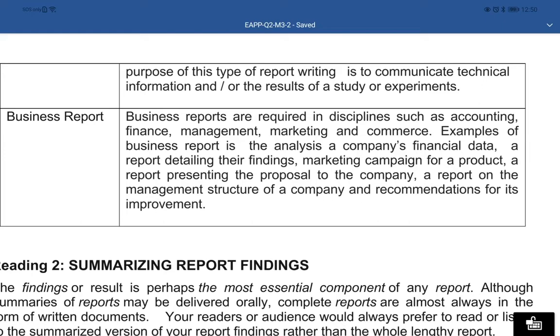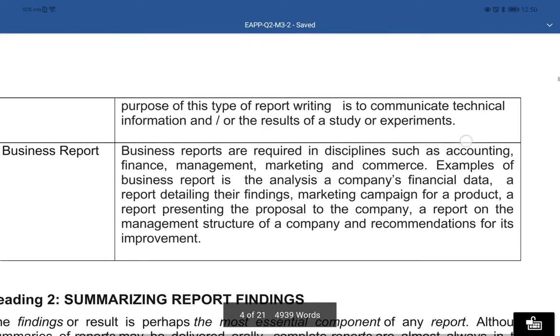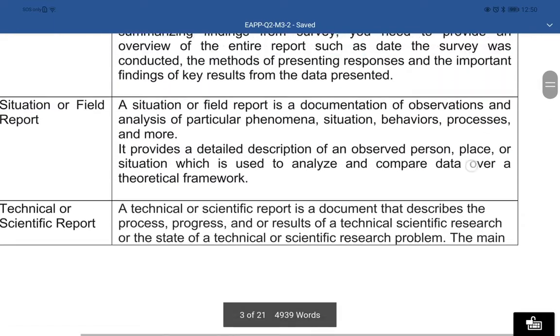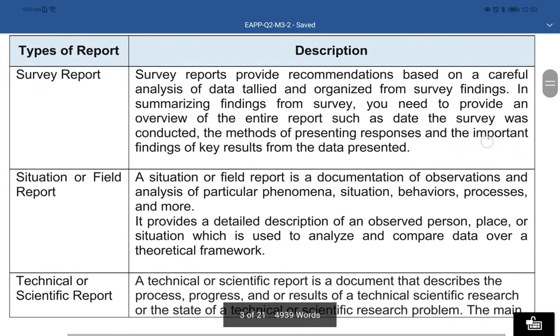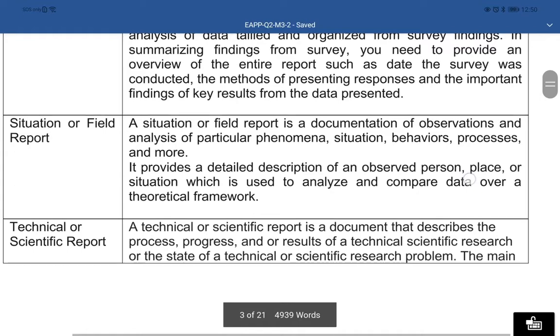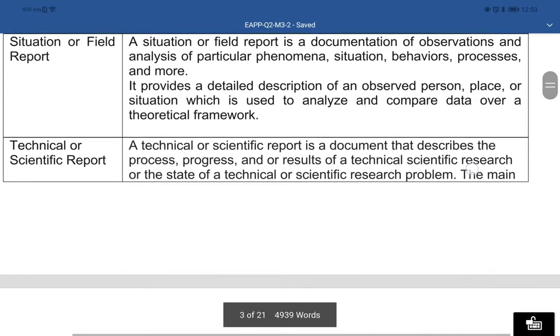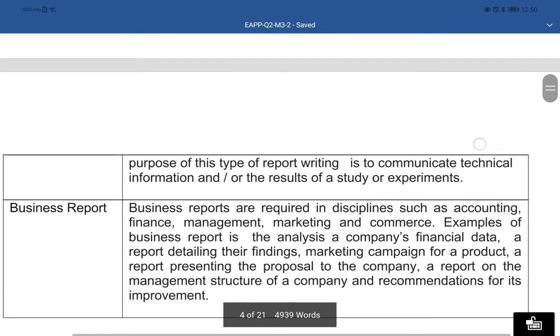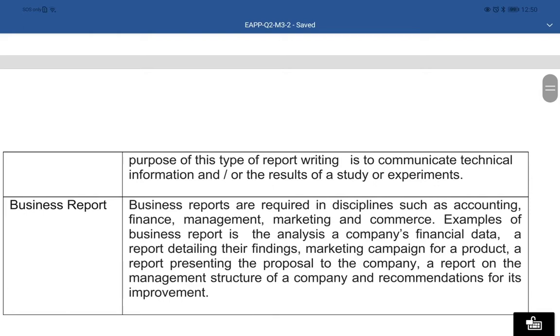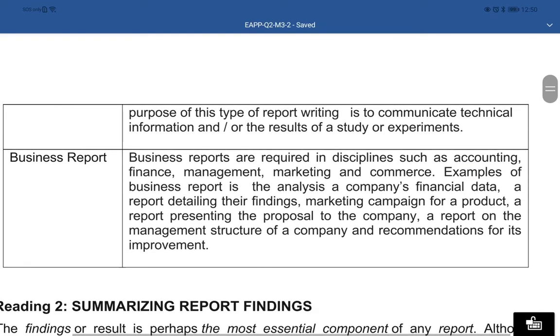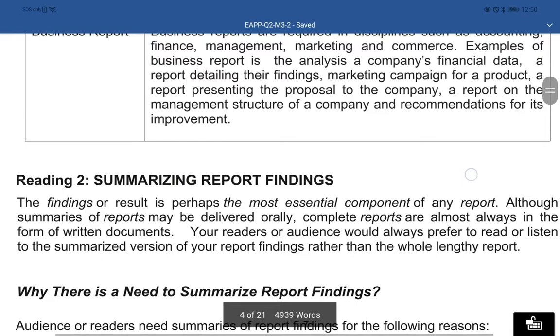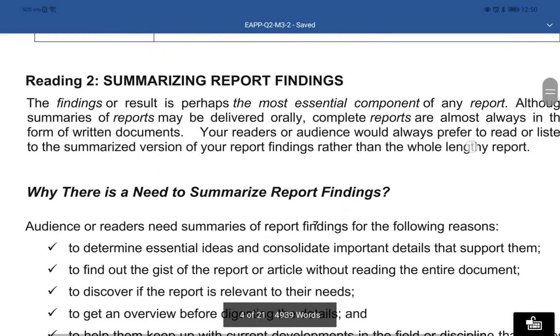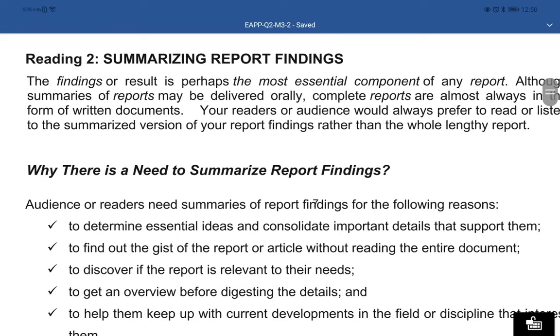The sales, the product, the marketing strategy report, mga ganon. Okay? So, those are the 4 types of report we have here. Again, surveys, based from survey, situation is narrative, technical or scientific is for researches, and business is for the corporate, the business world. Yung mga sales nga na yan.